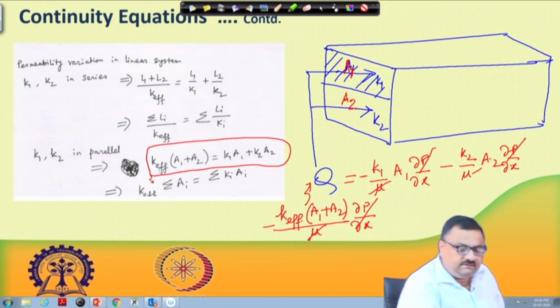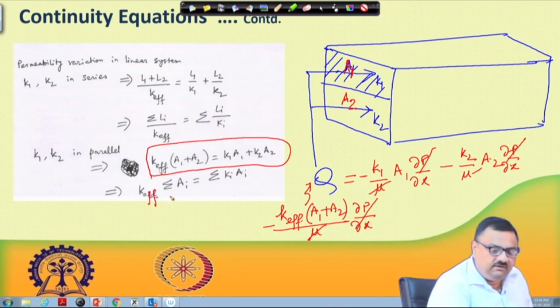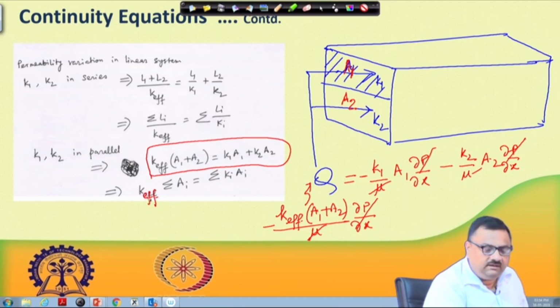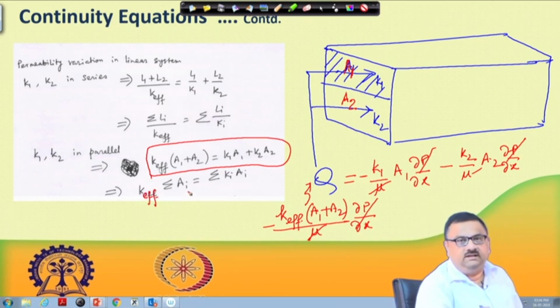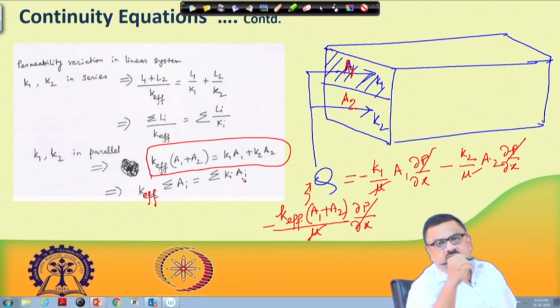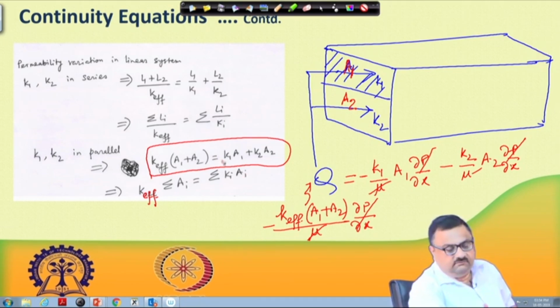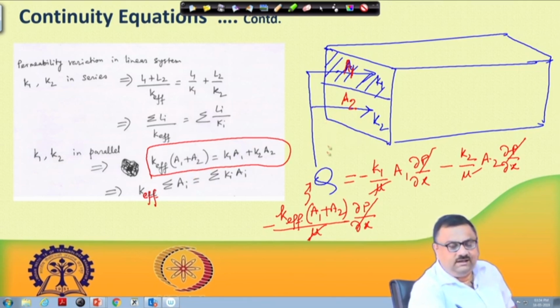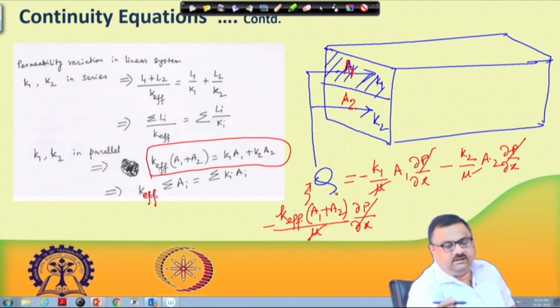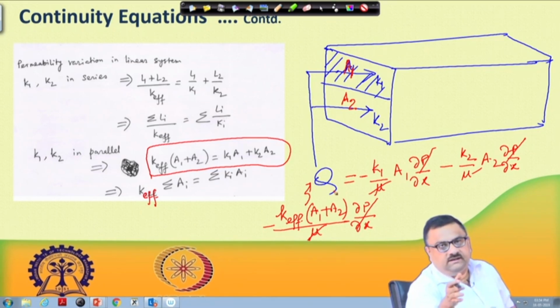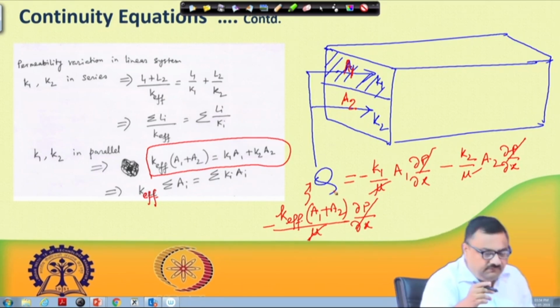You can extend this by saying that K effective into the sum of Ai is equal to the sum of Ki into Ai, for the case where it is not just two layers but a number of layers, where i is the ith layer. So, this is the way one can treat permeability variation in a linear system, and for a discontinuous variation in a radial system, we already discussed this before.